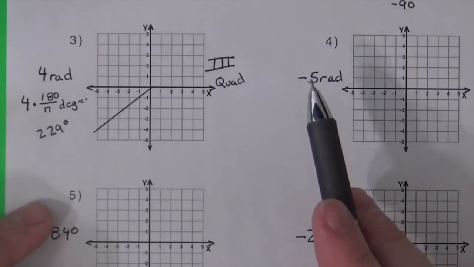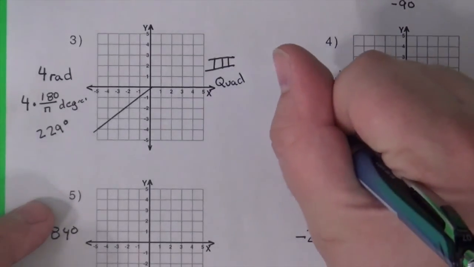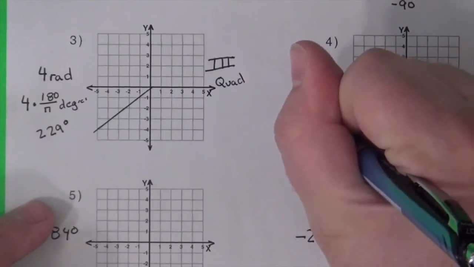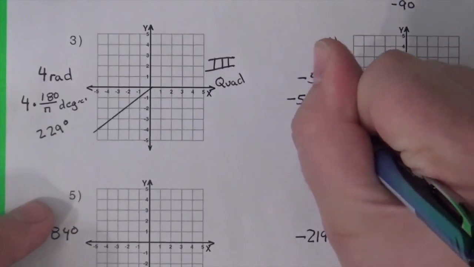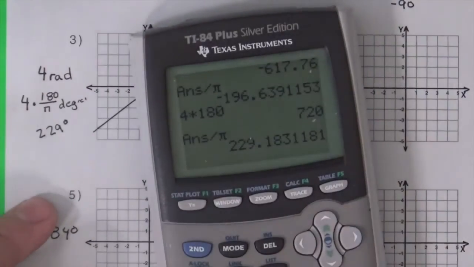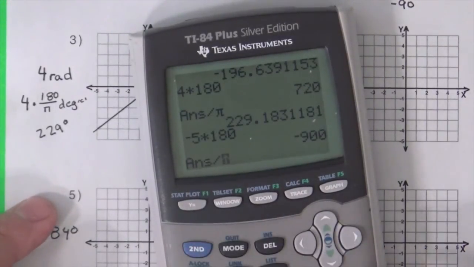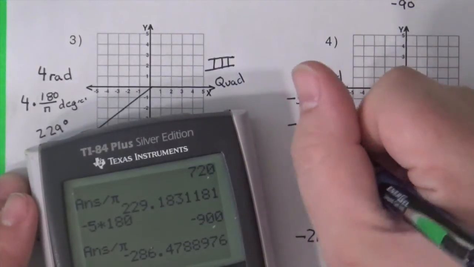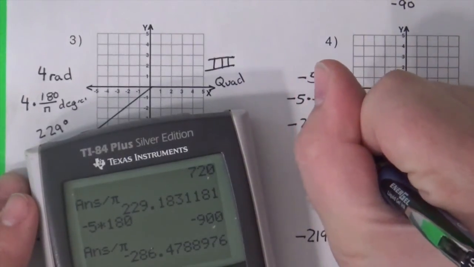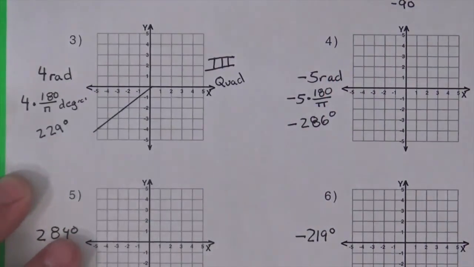So let's look at the next one, -5 radians. We do the same thing again. We convert this to degrees by saying -5 times 180 over pi. So we get -5 times 180, divided by pi, and rounding to the nearest whole number again, we get negative 286 degrees.